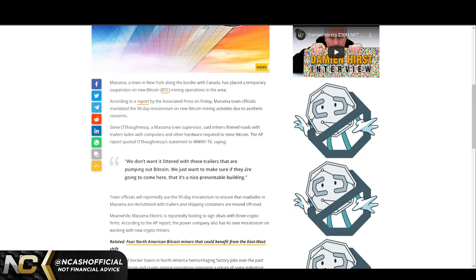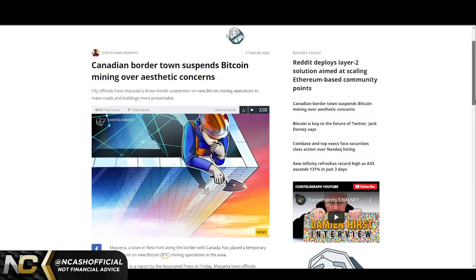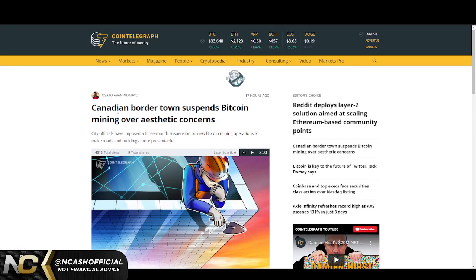We just want to make sure, if they are going to come here, that it's a nice, presentable building. And that is the truth, right? We don't want a ton of land being bought up just for Bitcoin mining. We don't want it littered with trailers for Bitcoin mining. Bitcoin mining doesn't have to be ugly. It doesn't have to be too extensive, but I just think Bitcoin mining is a thing of the past.